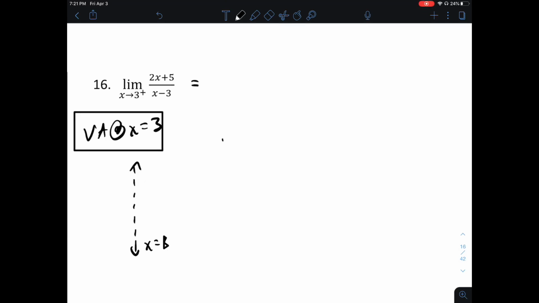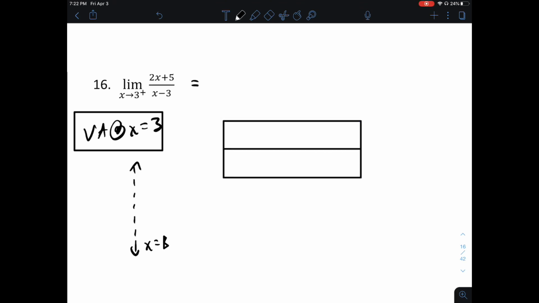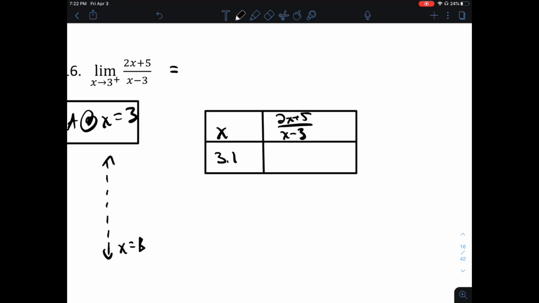So to figure this out, we're going to make this table, and we're going to choose an x value that's to the right of 3, because this says from the right, such as 3.1. You want something close, like the number 4 is not close enough. It needs to be close. We're going to plug that into the 2x plus 5 over x minus 3. We don't need to know the numerical value. We just need to know, is it positive or negative?